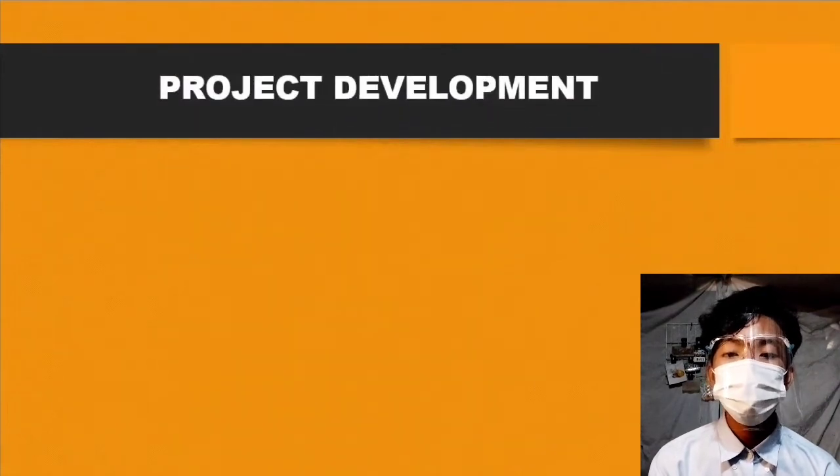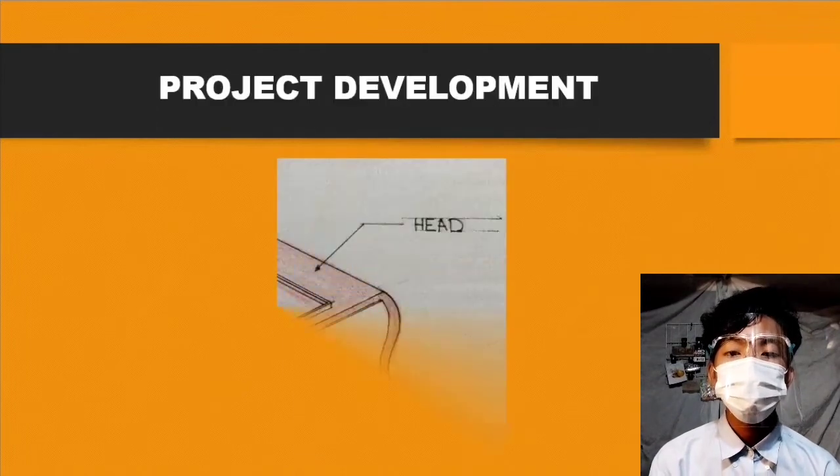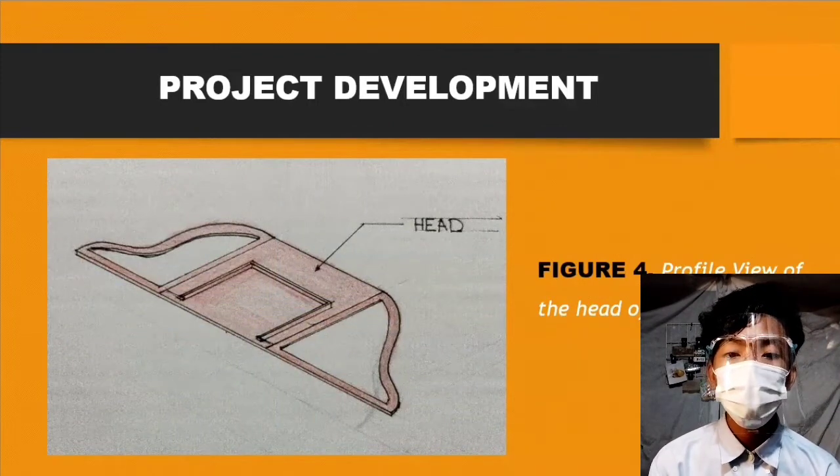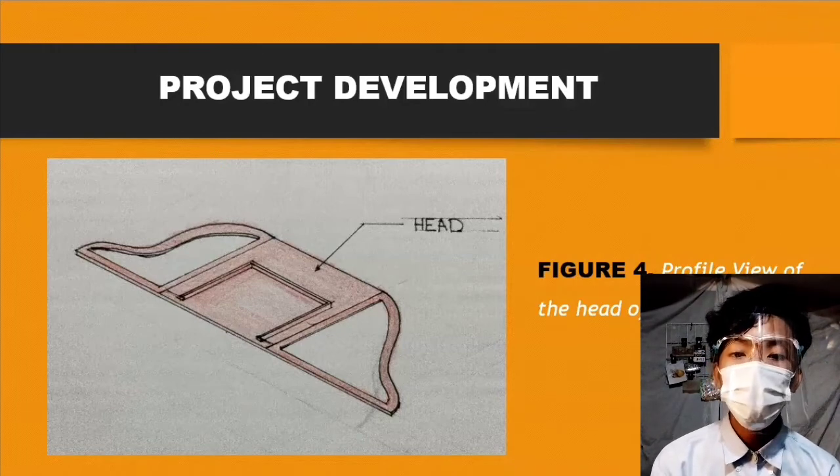In figure 4, profile view of the head of the T-square. As we can see in the picture, it is the head of the T-square, and the researchers used one piece of cut plastic with red color material for that to have a head of the T-square.